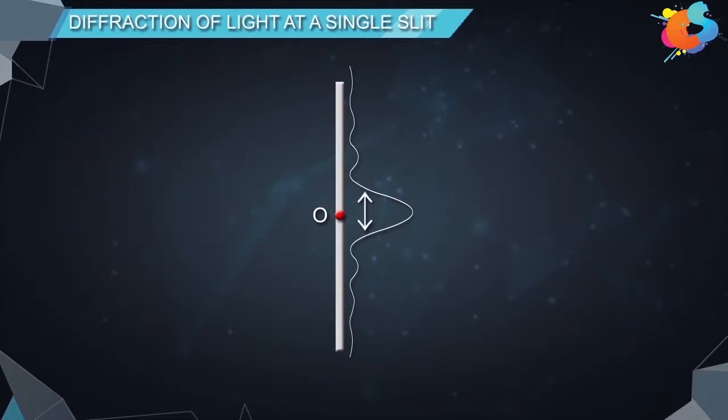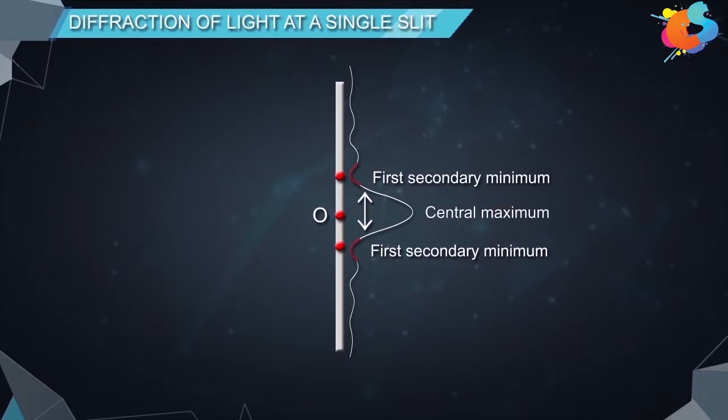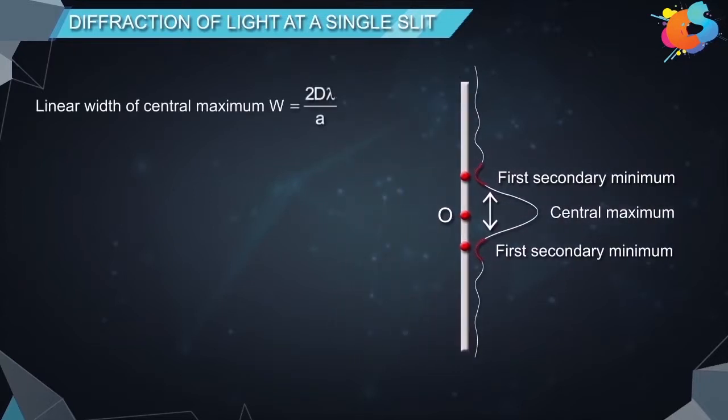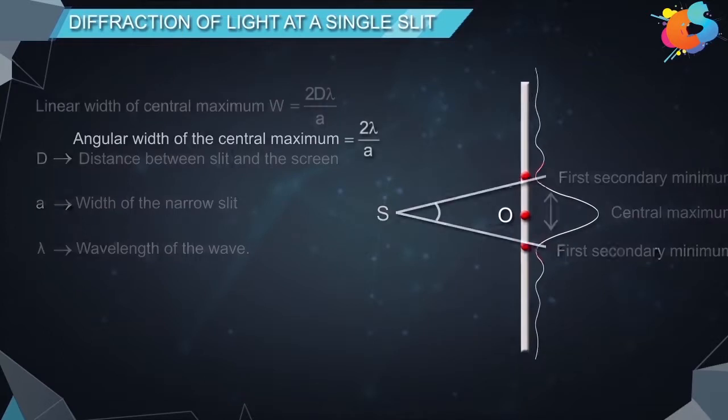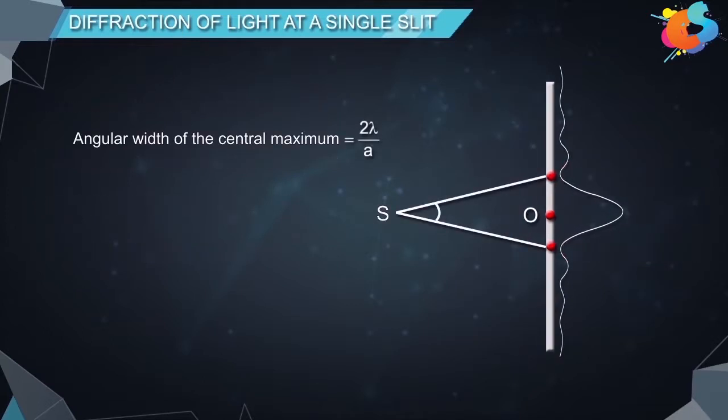The linear width of the central maximum is the distance between the first secondary minimum on either side of the central maximum at O. Linear width of central maximum is given by W is equal to 2 lambda D divided by a. Here D is the distance of the screen from the slit, a is the width of the narrow slit, and lambda is the wavelength of the light. Angular width of the central maximum is given by omega is equal to 2 lambda divided by a, and the unit of angular width is radian.